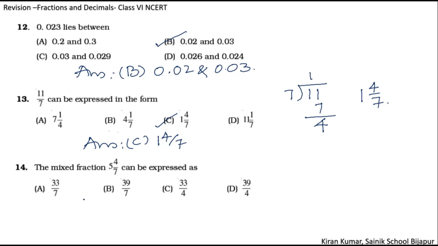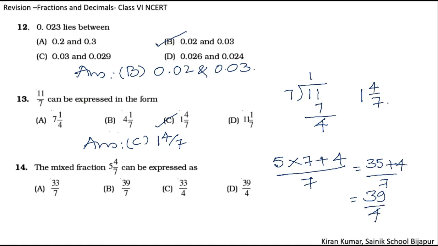Question number 14. The mixed fraction 5 4 by 7 can be expressed as. So we have learned a method. This 5 should be multiplied by 7 and 4 should be added, keeping the same denominator. It becomes 35 plus 4 by 7, which is 39 by 7, and it is there in option D. So the right answer is option D, 39 upon 7.